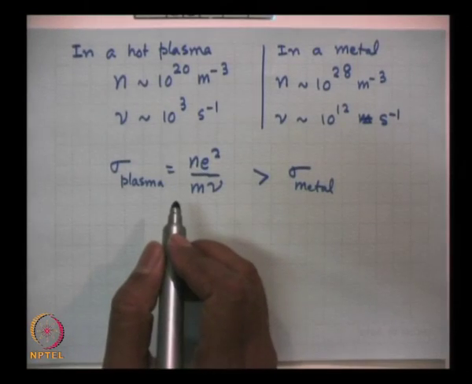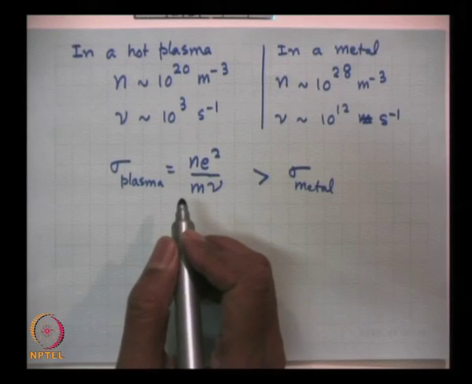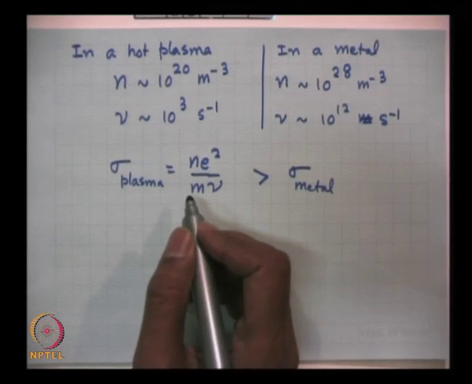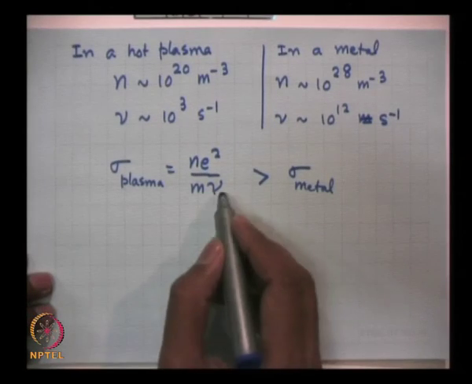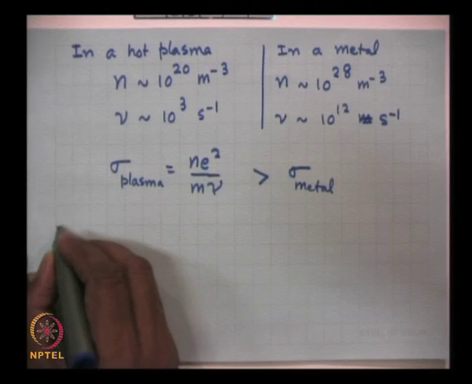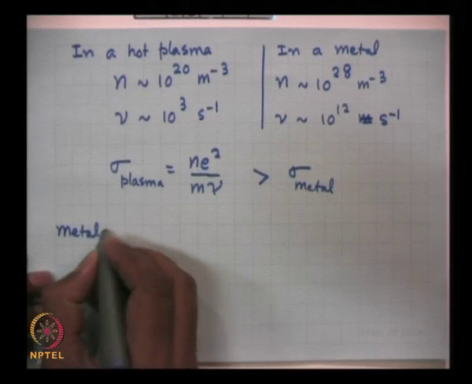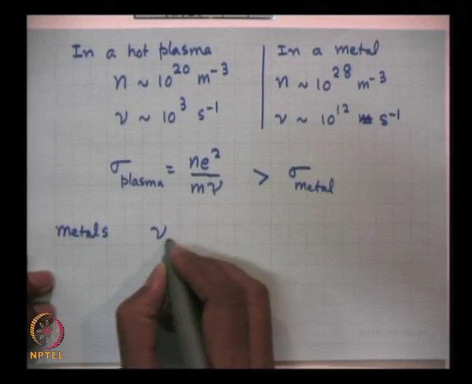Another important issue is, you have heard that the resistance of metals increases with temperature. Let us see what happens inside a metal. The collision frequency nu has a dependence on temperature. In the case of metals, the collisions are primarily between electrons and phonons.